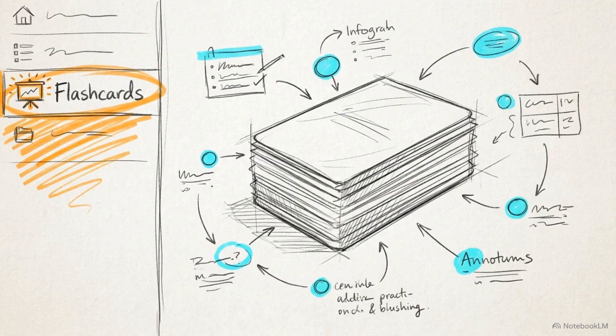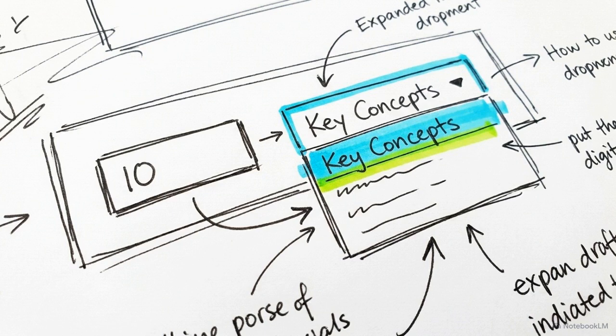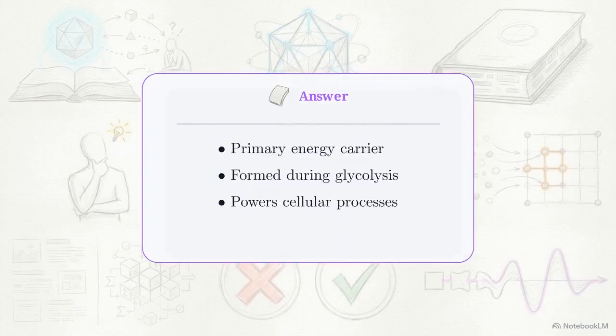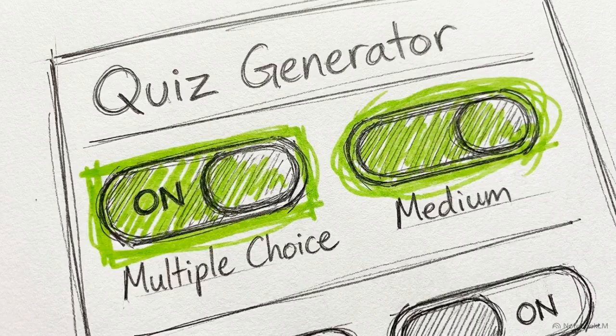To move from passive reading to active recall, transition to the Flashcards tab. Configure the system to generate 10 cards focused strictly on key concepts, then use the built-in digital flip interaction to test your definitions. Next, open the Quiz tab and set a multiple-choice test to medium difficulty.